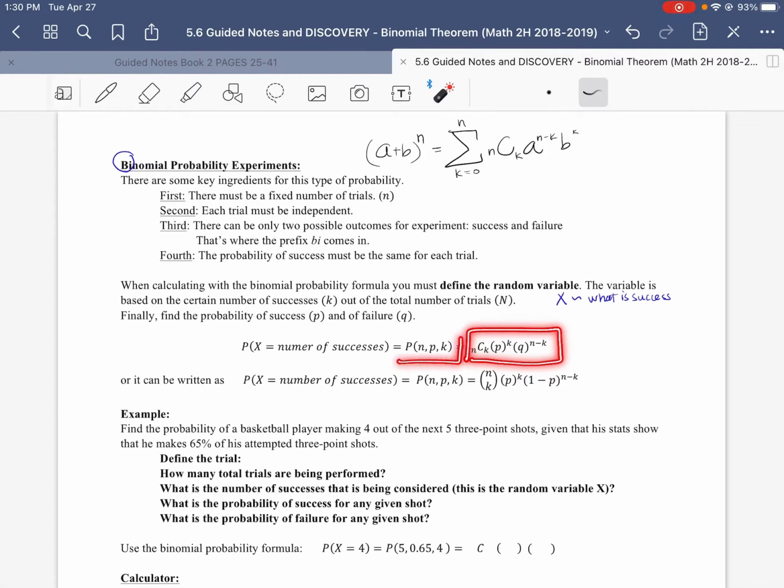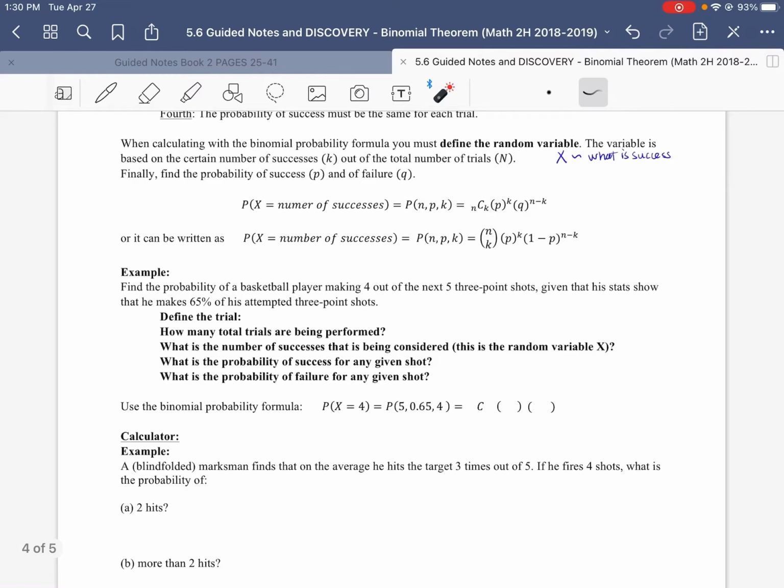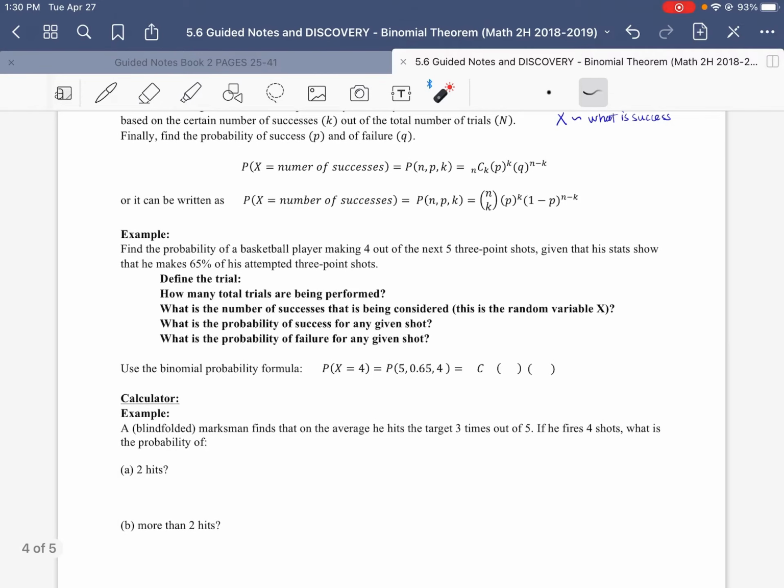I'm going to write this out in this form. This is the calculator form, so I'll also show you how to calculate these on the calculator. Let's do it all by hand first, and then I'll come back to the calculator. So first of all, here's an example. Find the probability of a basketball player making 4 out of the next 5 3-point shots, given that his stats show that he makes 65% of his attempted 3-point shots.